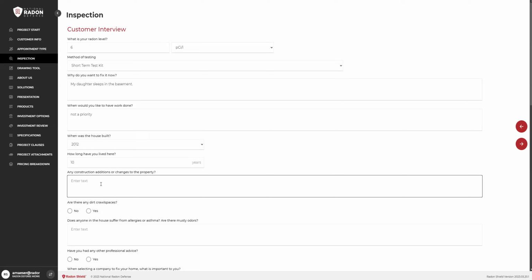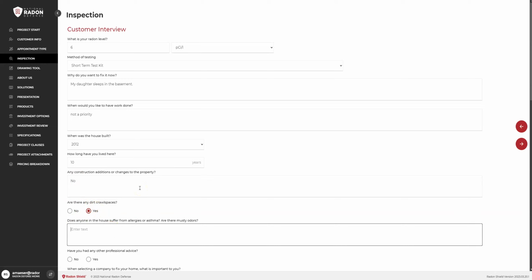And so the follow-up question that I would have here is any construction additions or changes to the property. And if they say no, then I'm still going to ask the follow-up question, do you have any dirt crawl spaces that I need to know about? And that's going to tell you if you have some encapsulation work ahead of you, and it's also going to help you design a system to address both the dirt crawl space and the basement portion or the slab on grade portion. So important to ask that question every time. So we'll just say no changes, and we do have a dirt crawl space.